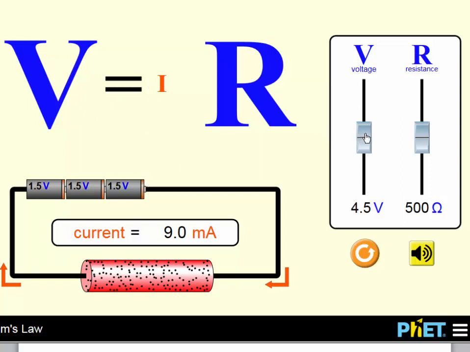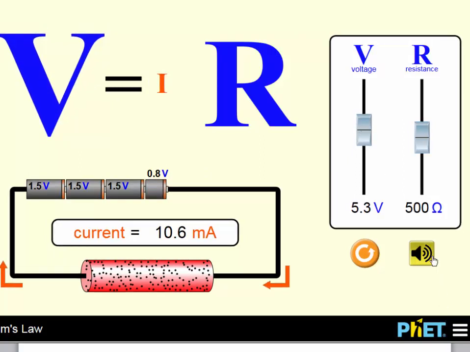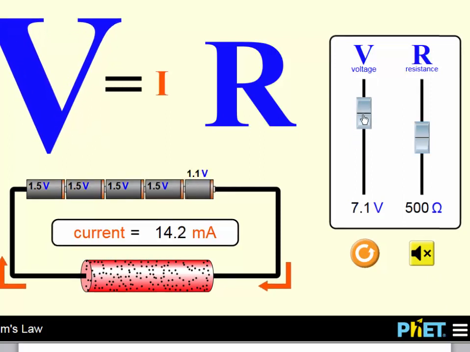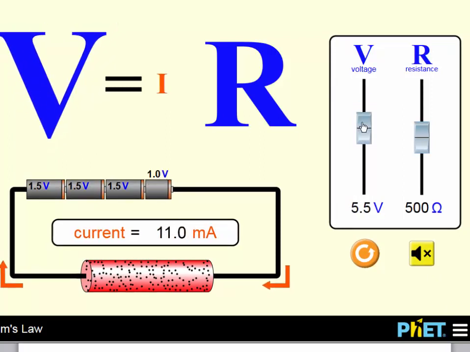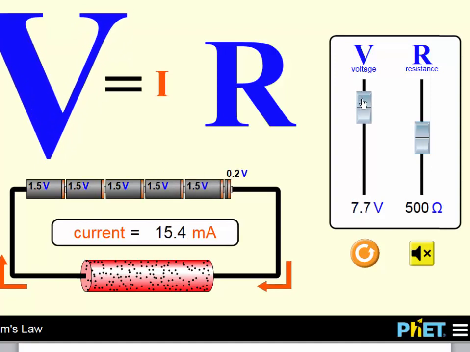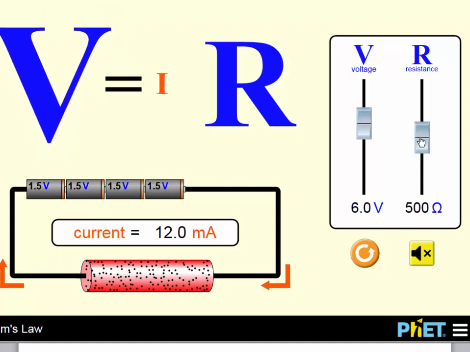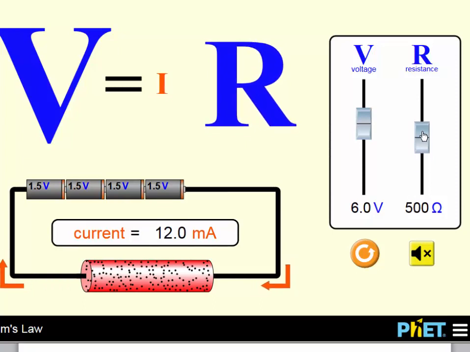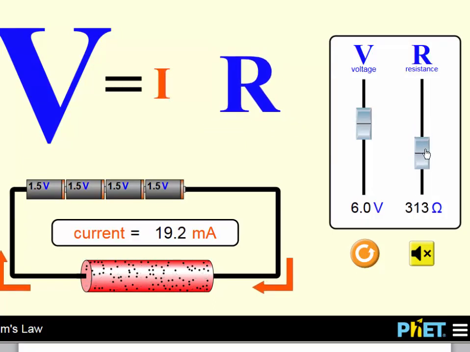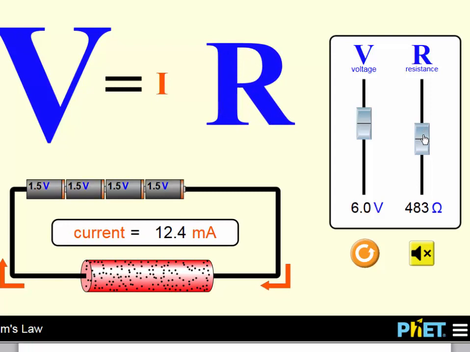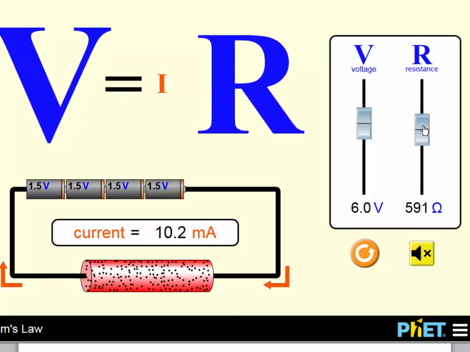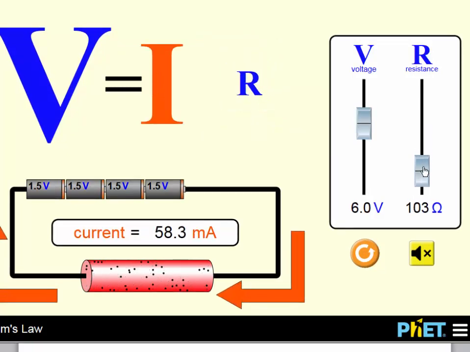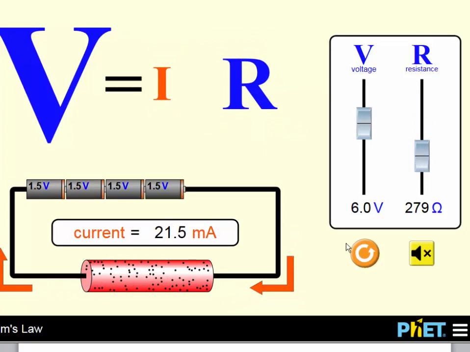And what we can do is mess around with the voltage, turn the sound off. We can mess around with the voltage, leaving the resistance the same. You can see as the voltage goes up, the current correspondingly goes up. And then it's going to be inversely proportional to the resistance, leaving the voltage the same. So as I mess around with the resistance, the current is going to go the opposite way. So bigger resistance, smaller current, lower resistance, more current.